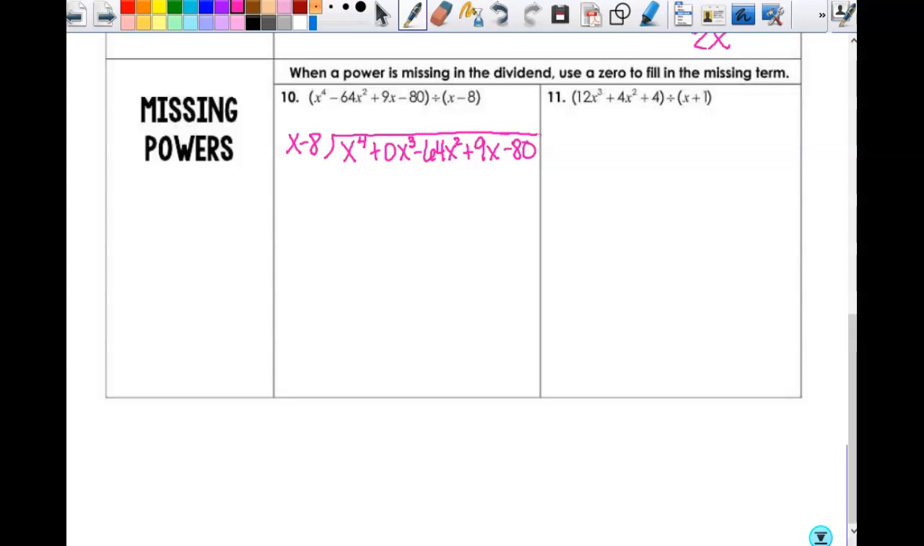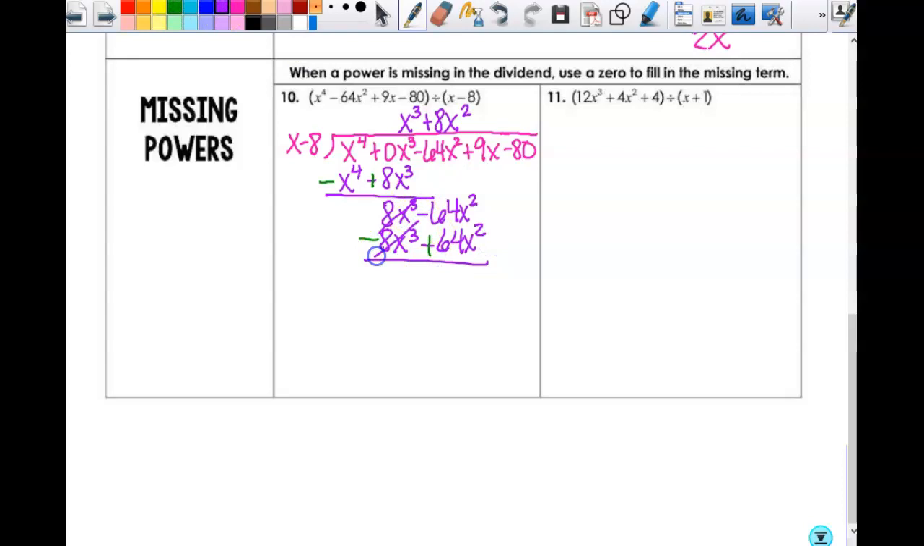We good? All right, so then as we work through this one, x goes into x to the 4th, x cubed times, and you make sure you put it above that 0 term. So I get x to the 4th minus 8x cubed. Then I change my signs. Michael changed the signs. And then I get 8x cubed minus 64x squared. x goes into 8x cubed, a positive 8x squared times. So I get 8x cubed minus 64x squared. I change the signs.